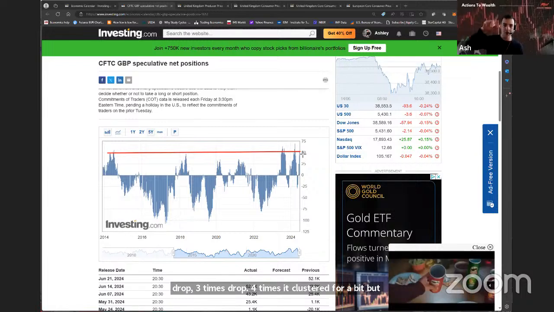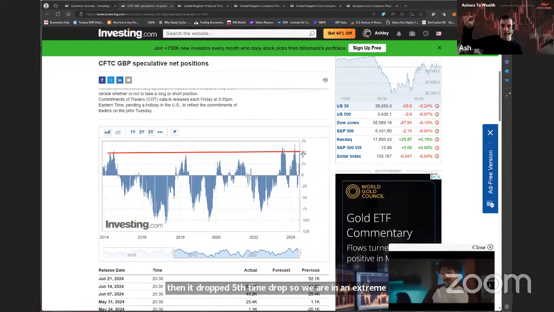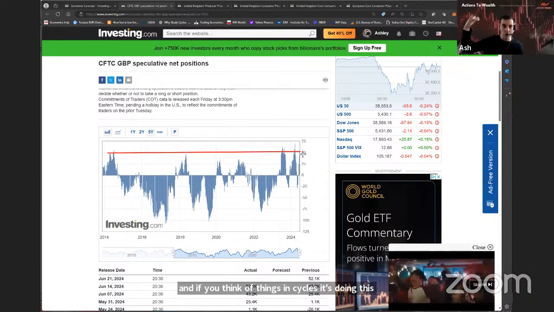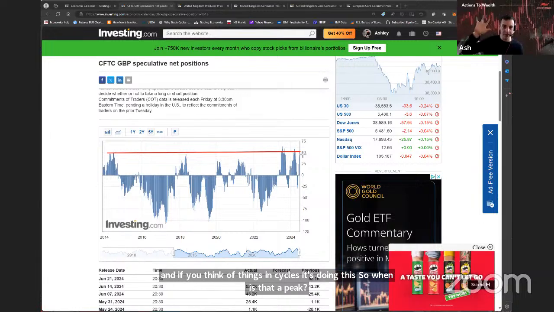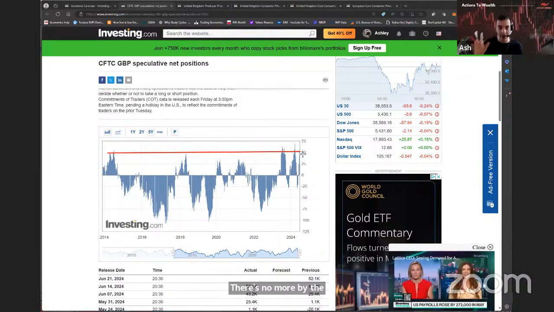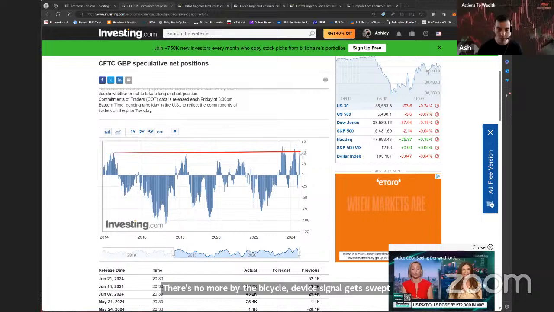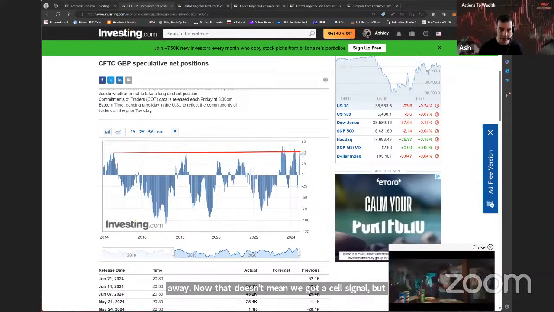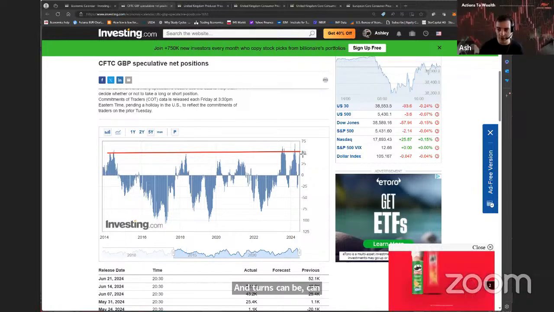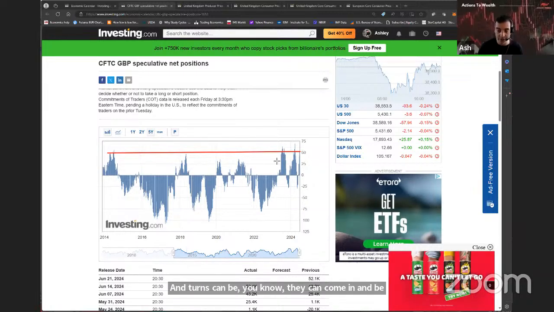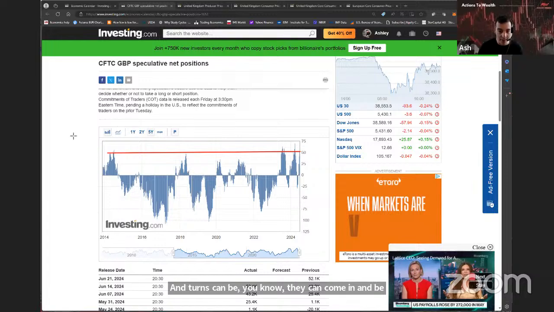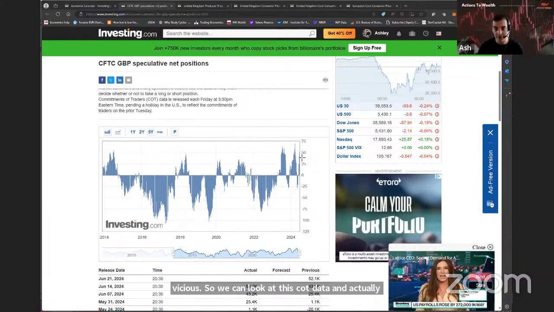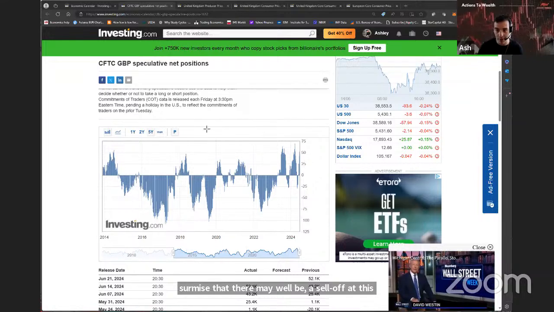And if you think of things in cycles, it's doing this. So when it's at a peak, there's no more buy. The buy signal gets swept away. Now that doesn't mean we've got a sell signal, but what it does mean is that buying at this level is dangerous, and turns can be vicious. They can come in and be vicious. So we can look at this COT data and actually surmise that there may well be a sell-off at this stage. So this is actually quite bearish for the pound.